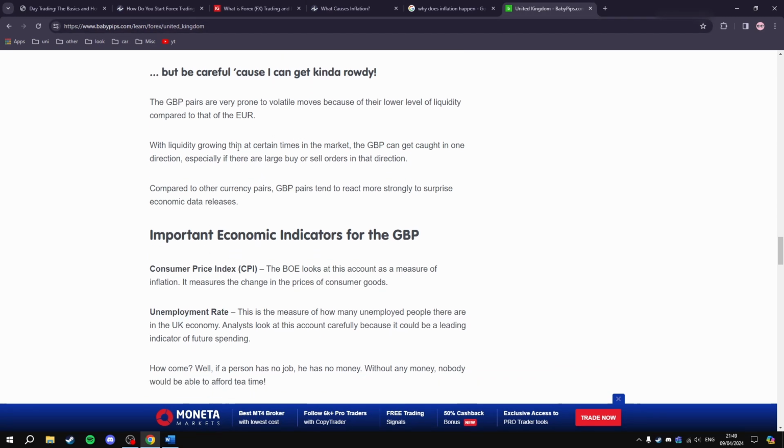The GBP pairs are very prone to volatile moves because of their lower level of liquidity compared to that of the EUR.